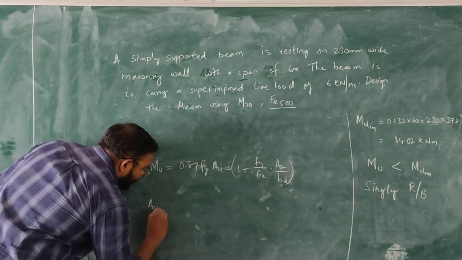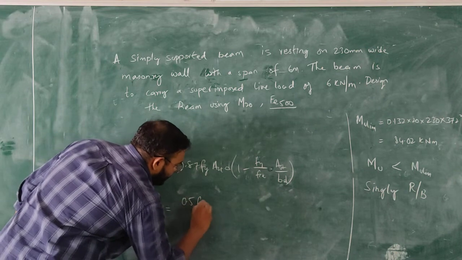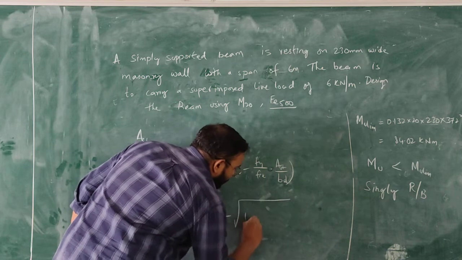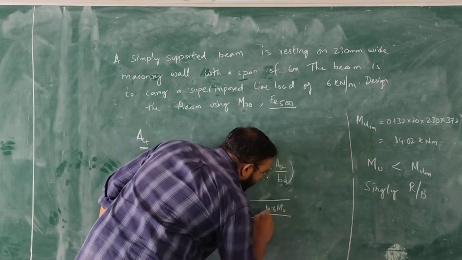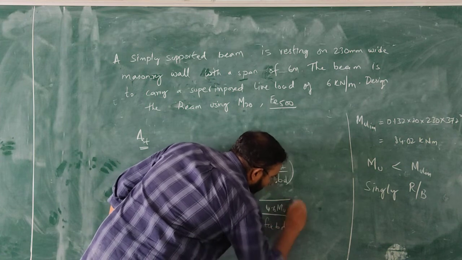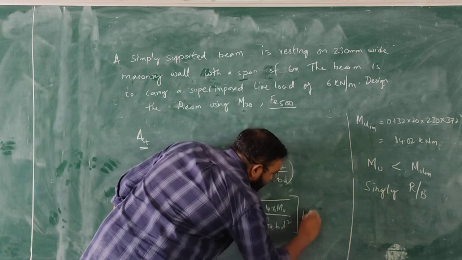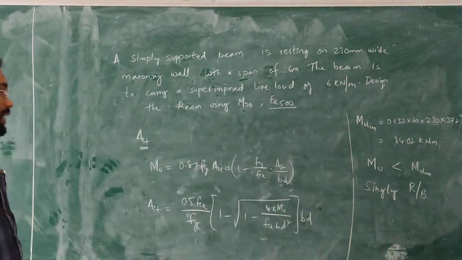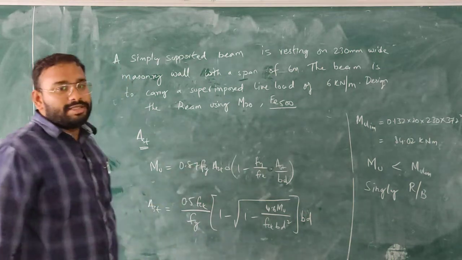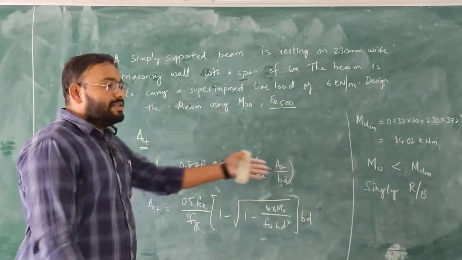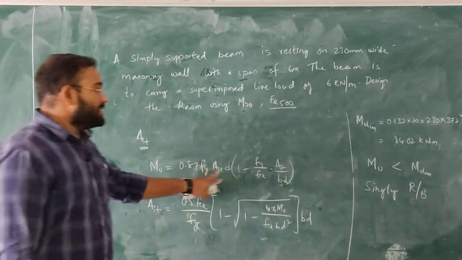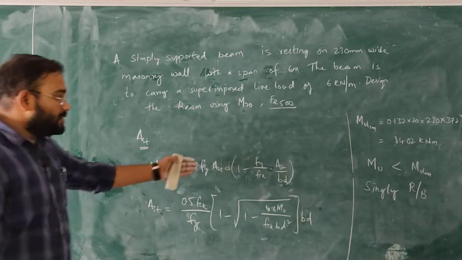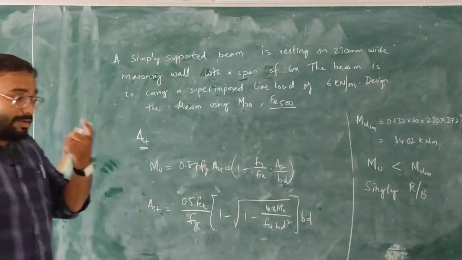You also compute by using this formula, 0.5 Fck by Fy into 1 minus root of 1 minus 4.6 mu by Fck BD square into BD. Also try to compute by this formula. Both will give you same answer because this formula is root of this quadratic equation, which will be in AST square. So some of you compute by using this formula and some of you by the other formula. Tell me what is the answer for AST?